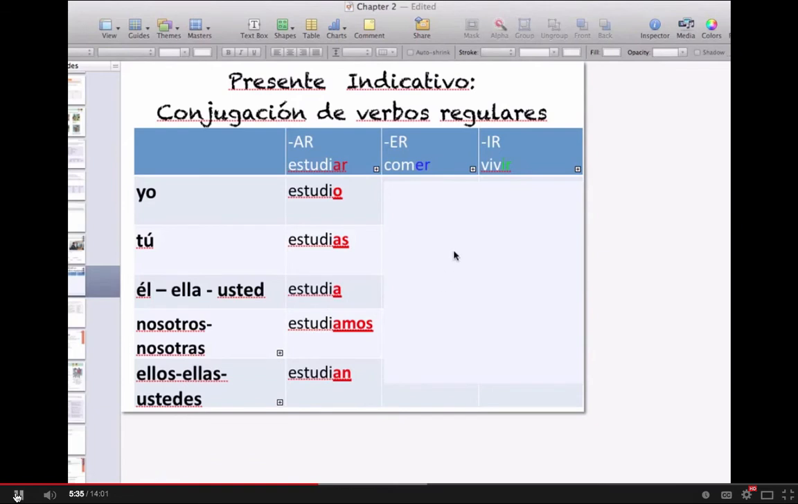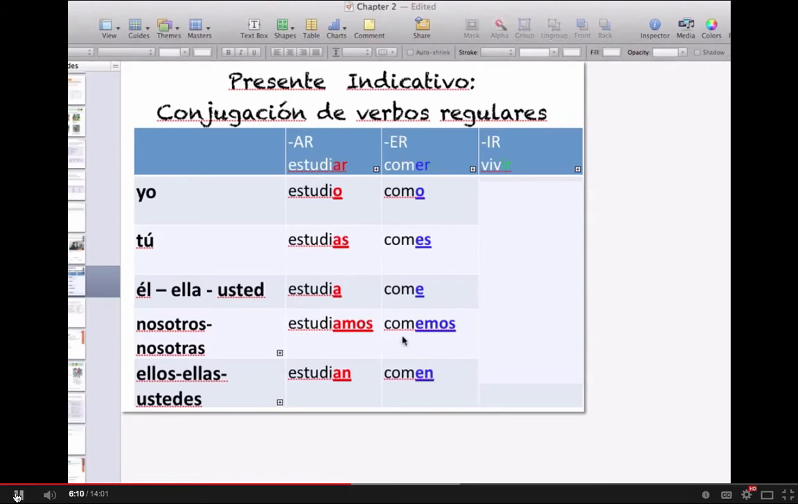Okay? Now, verbs that are regular and end in -er are going to conjugate like this. Yo como, drop the ending and replace it with o for yo. Yo como. Tú comes, instead of as it is going to be es. Tú comes. Él, ella, usted come. Here with -ar verbs it is a, and here it is come. Nosotros, nosotras comemos. Y ellos, ellas, ustedes comen.